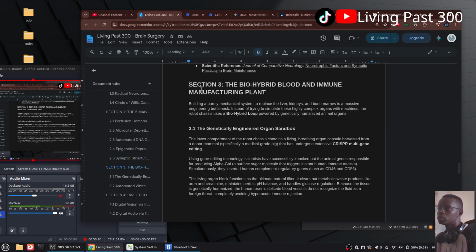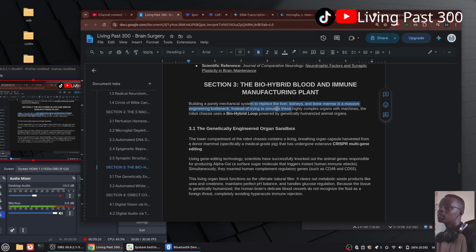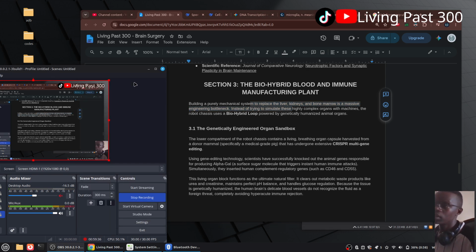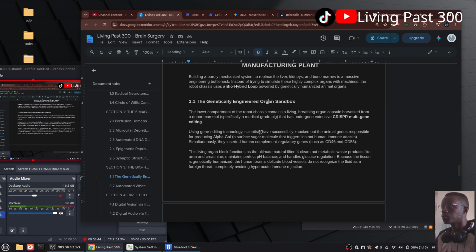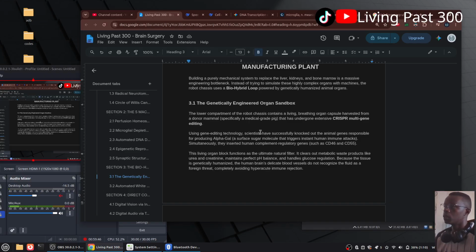Section 3, the biohybrid and the manufacturing plant. Oh, okay. So basically, the idea is that building a whole system that will create the liver would be so complex. So maybe we would have a robot suit, but that robot suit has a liver somewhere, a kidney in another place. You get what I'm saying? Okay.